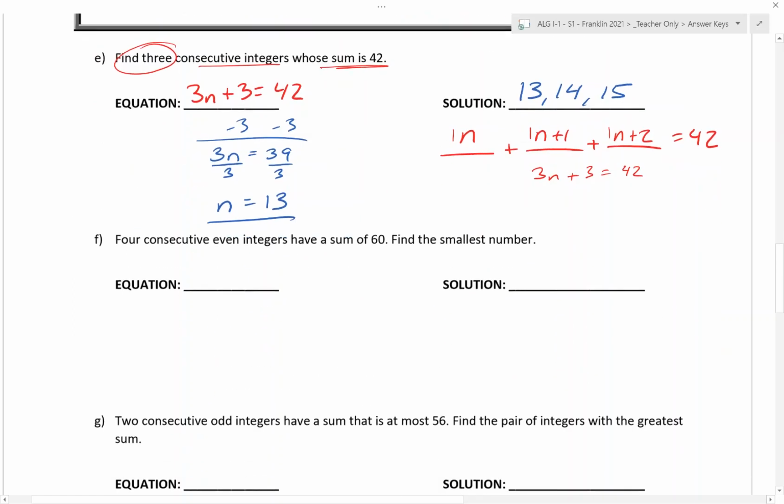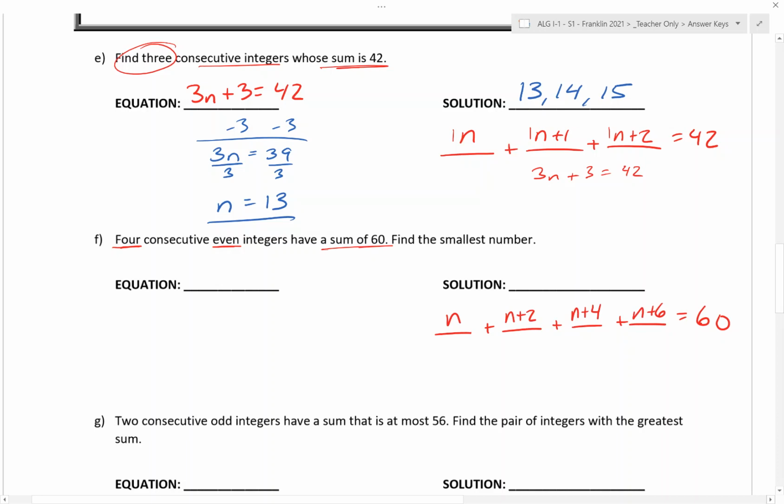Let's try example F. 4 consecutive even integers this time. So we have 4 of them. They're even. They have a sum of 60. Find the smallest number. Well, again, let's just do some work over here. We're adding 4 things together, and that equals 60. If the first one is n, and they're even, the second one is going to be n plus 2. The third one's going to be n plus 4, and then n plus 6.